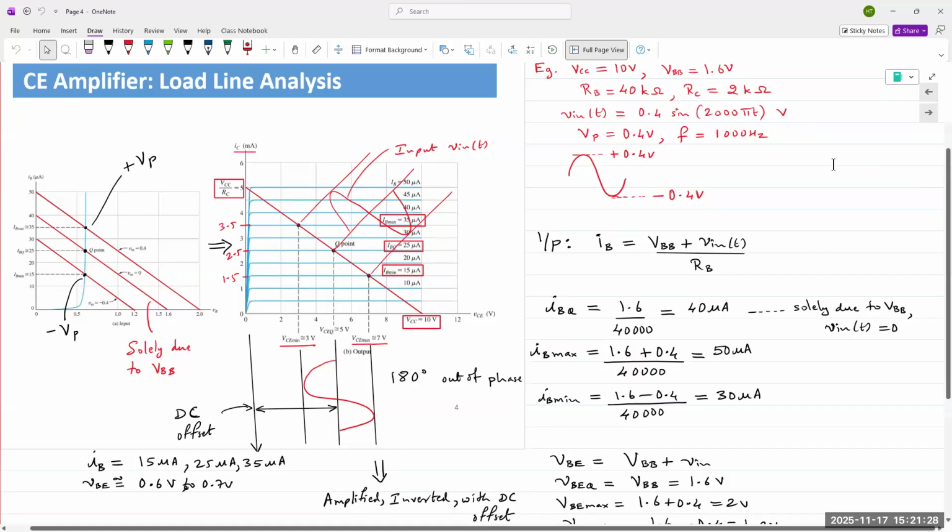Load line analysis and this graphical analysis is, I found over the years, a very good method to explain how and why it amplifies, or how and why it works as an amplifier. It explains amplification. It also explains inversion. And it explains the DC offset.